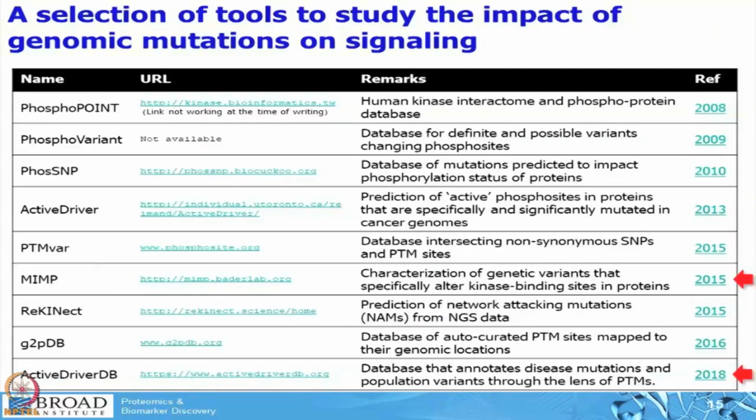So here on this slide, I just presented a couple of tools. There are many tools out there already, and people started looking into that 10 years back. But recently there are also lots of new developments. These are the two tools we are going to have a closer look at: one is called MIMP and the other is Active DriverDB. I also want to highlight this other tool, the G2P database, genome to phospho database, which has been developed in David Fenyo's lab as well.